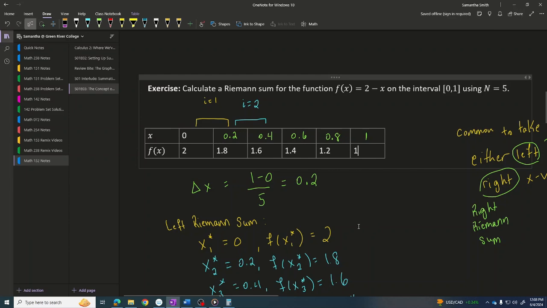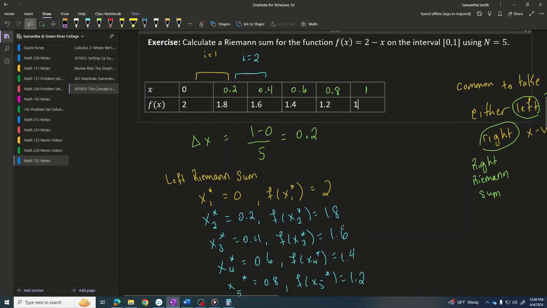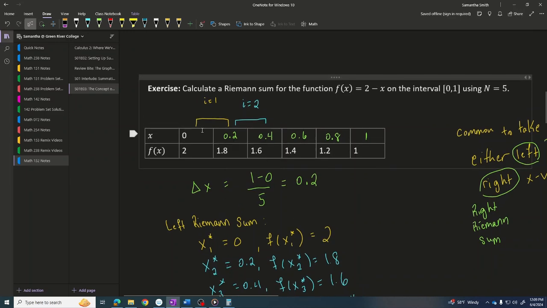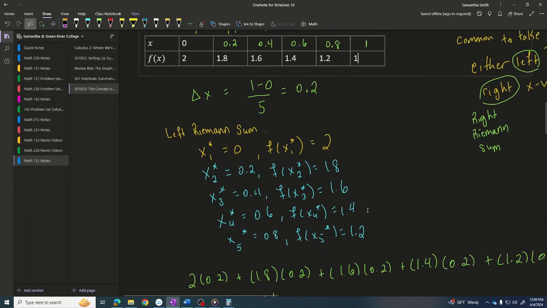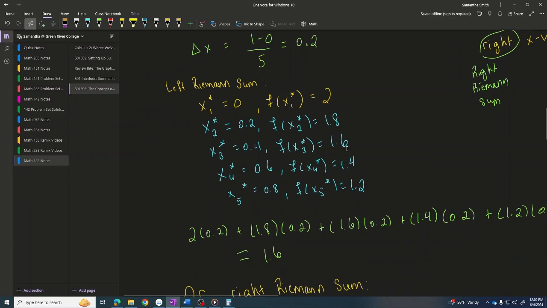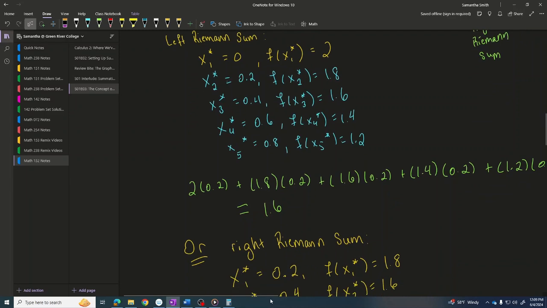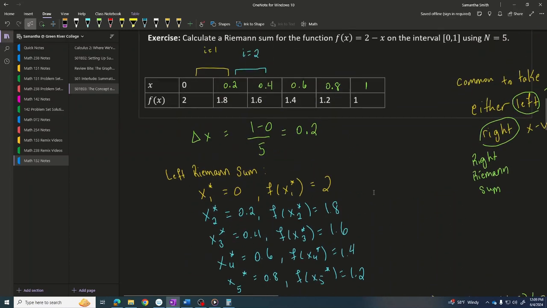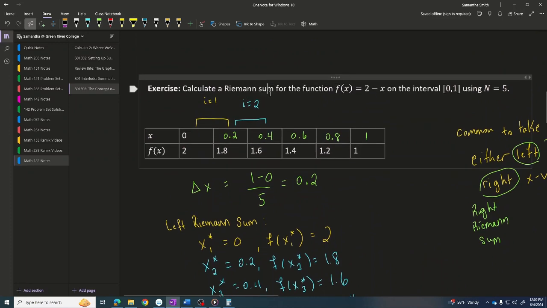Then I decide, if I'm not told, what values of x star I'm going to pluck out of each interval. And based on that decision, I get the outputs corresponding to those x's. Finally, once I've gotten all those outputs, I take all of those outputs, multiply all of them by delta x, and add the results together. And that process is what gives me the value of this Riemann sum.